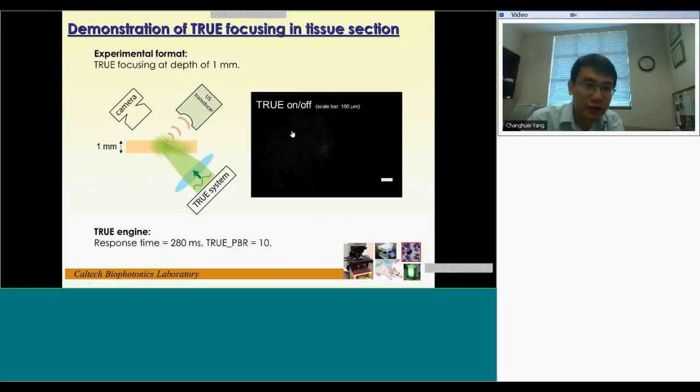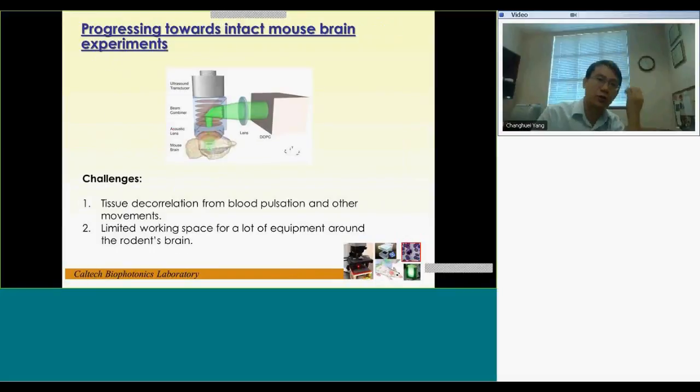So that's basically where we are at this point in time. We're hoping that we'll be able to progress to an intact mouse brain experiment where we're using this method to go a few millimeters into the brain and do a non-invasive activation. Currently, there are a couple of challenges. The tissue decorrelation time from blood pulsation and other motions is something that we worry about and are trying to address.